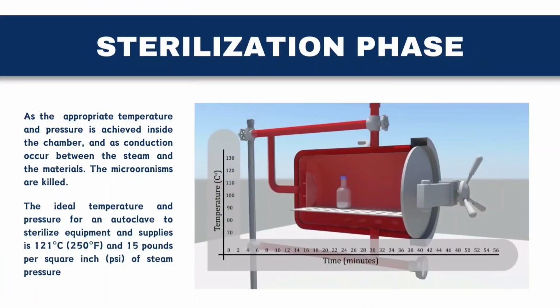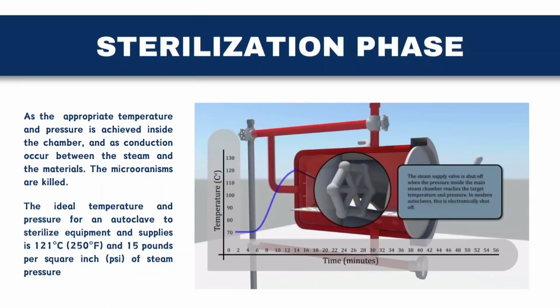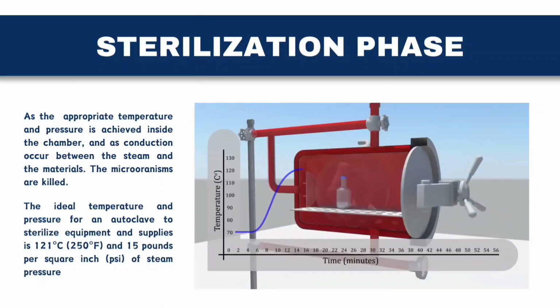Sterilization phase. As the appropriate temperature and pressure is achieved inside the chamber, and as conduction occurs between the steam and the materials, the microorganisms are killed. The steam supply valve is shut off when the pressure inside the main steam chamber reaches the target temperature and pressure. In modern autoclaves, this is electronically shut off.